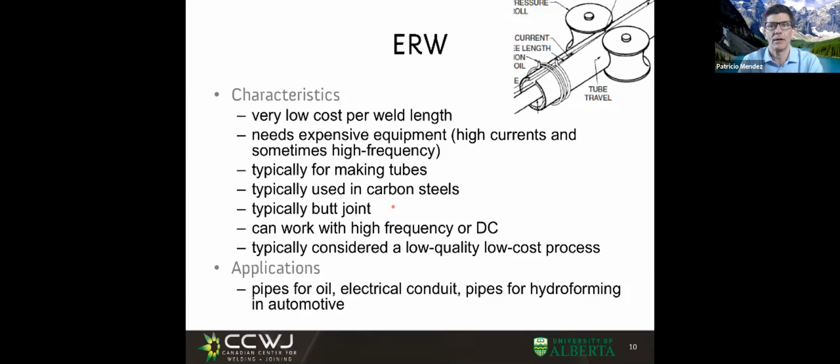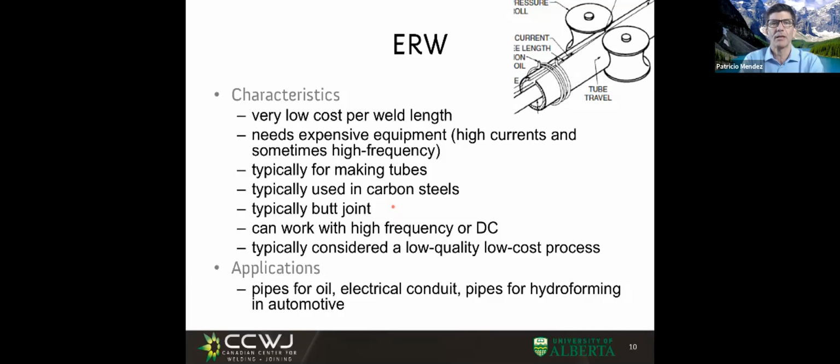We have a factory of Tenaris. I used to work for Tenaris way back in the night of the times when I was in Argentina. And they're a global company, and they have a plant in Camrose, okay, for making ERW. Applications, pipes for oil, for sure. Electrical conduit, when you see when people put cables inside the little pipe, that is typically ERW.